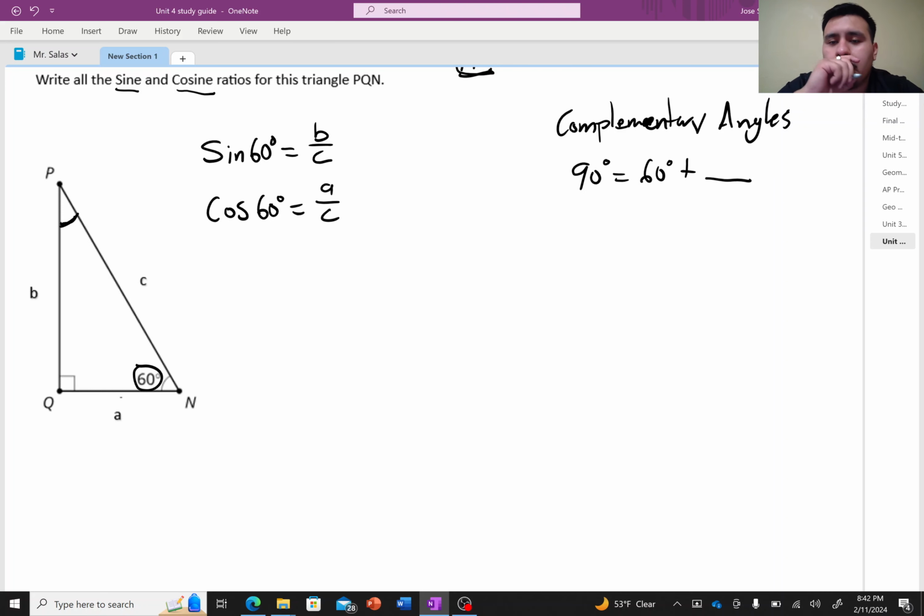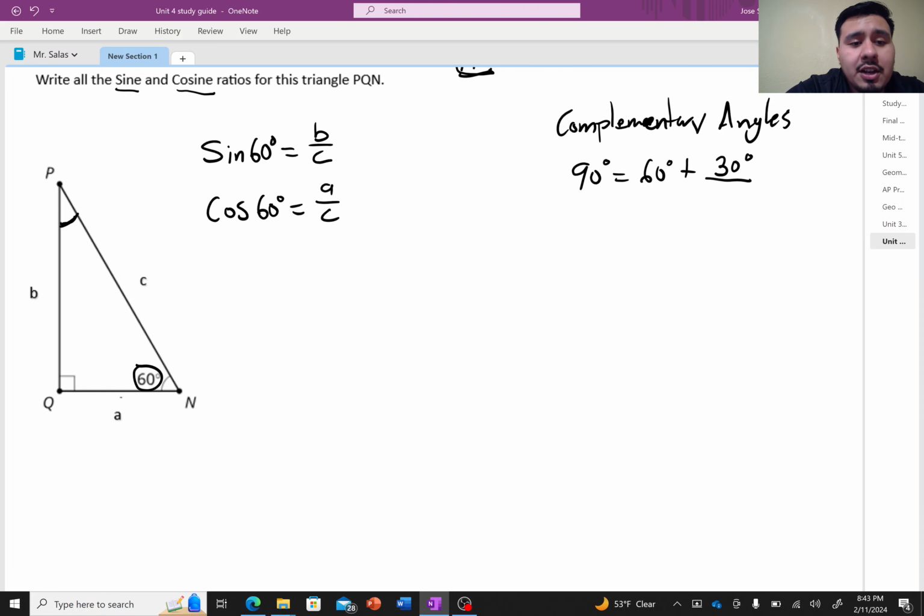What is that number going to be? 60 plus what number gives us 90? I'm going to go ahead and let you find that out. Pause the video. Type it into your calculator. What number gives me 90 when added to 60? Your answer should have been 30. So the complement of 60 is 30 degrees.